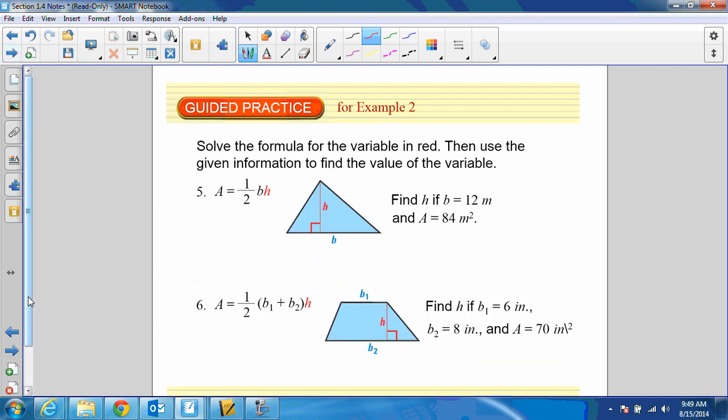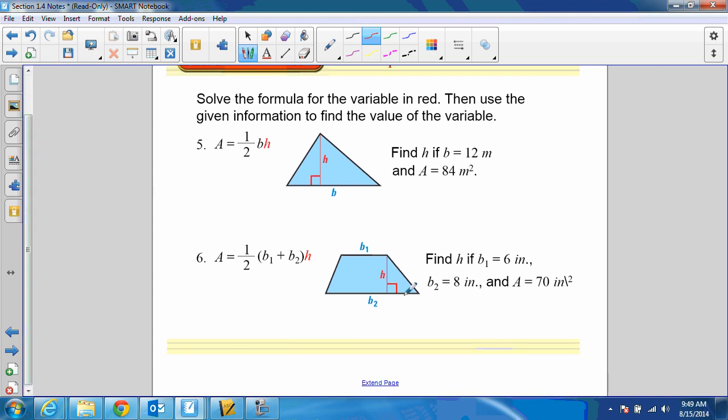All right, let's see here. I will solve the bottom one. I'm going to leave the top one for you guys to solve, and you can ask questions about that because I think the bottom one's a little bit more difficult. Okay, so it says solve the formula for the variable in red. In this case, it'd be the h. So how do we do that?